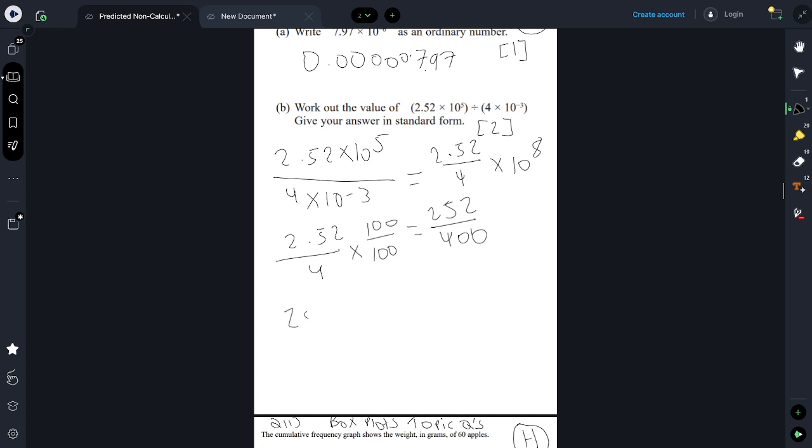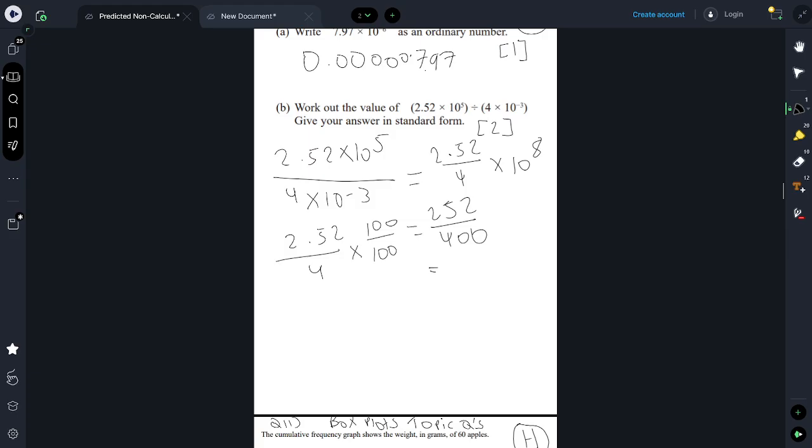Now, this number's a bit awkward. You could do the bus stop method, perhaps. However, it's not going to get you far because 4 doesn't go into 252 nicely, and you're going to get a huge remainder, and it's going to be really awkward to work with. So how you should simplify this is to keep simplifying and reducing the fraction down.